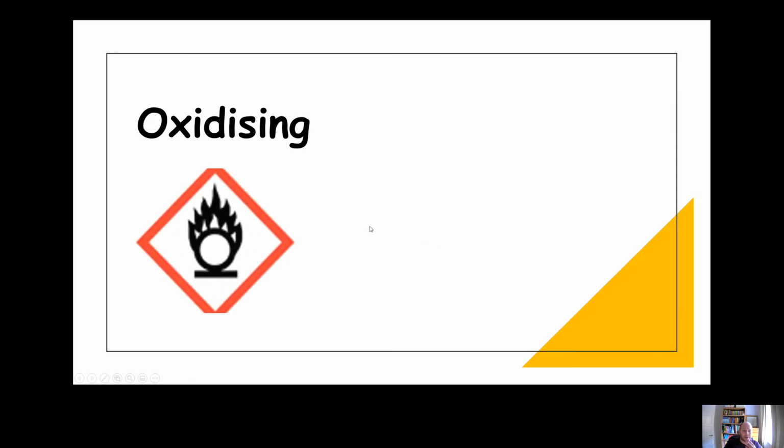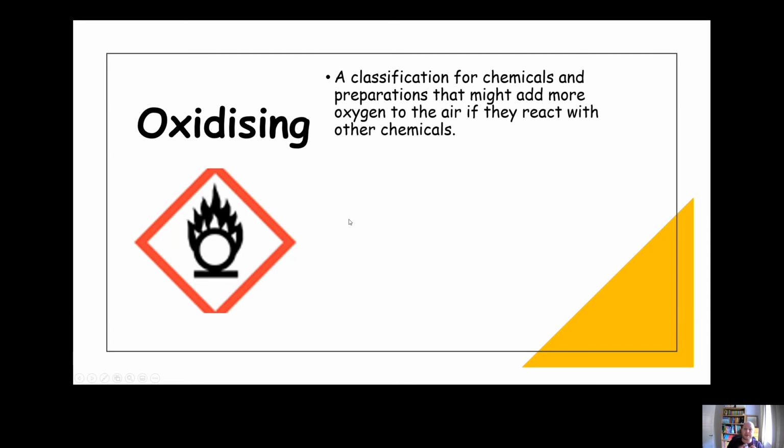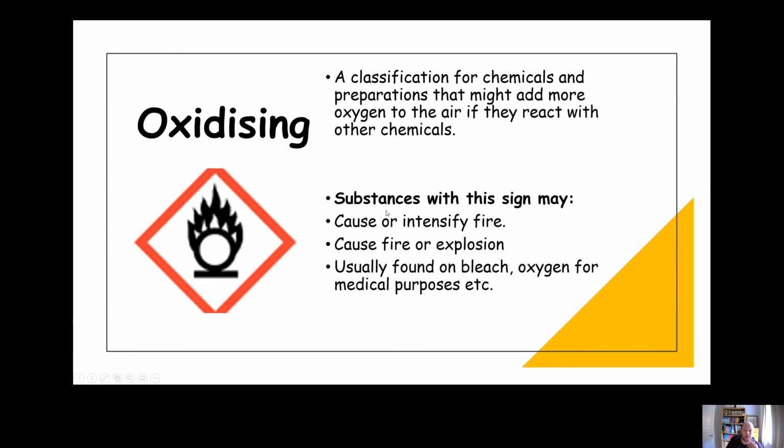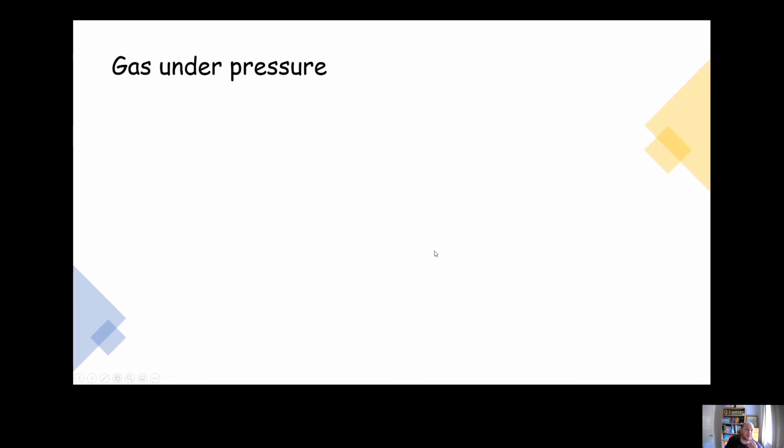Oxidizing. Oxidizing looks kind of similar to the flammable symbol, except it's got a big O in the middle there, O for oxidizing. And essentially, these are things that might react with certain things to increase the amount of oxygen in the air. And if you increase the amount of oxygen in the air, you also increase the risk of fire. And that's why it's a sort of flaming O, essentially. So things with this sign on might cause or intensify fire by releasing more oxygen, and potentially cause fires or explosions. It might be found on bleach or oxygen for medical purposes.